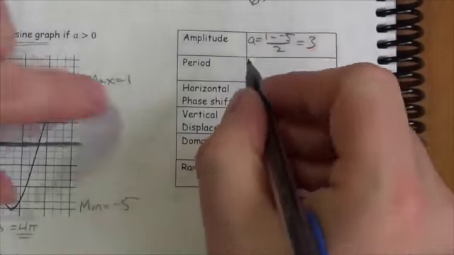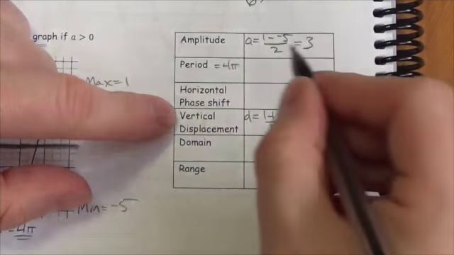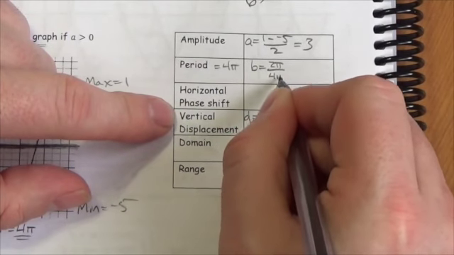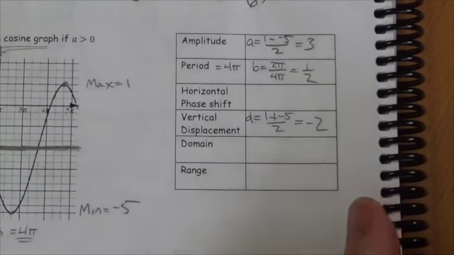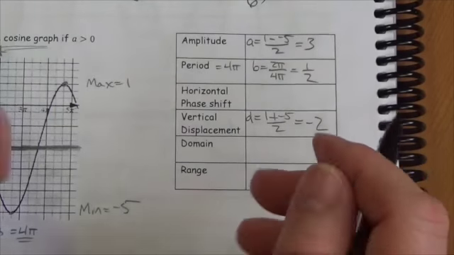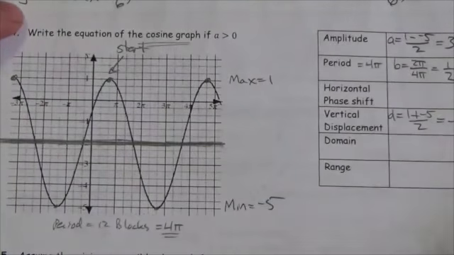Now, my period is 4 pi, but really what I'm interested in is finding the b value. B will be 2 pi divided by the period 4 pi. Oh, so my b value is a half. And that makes perfect sense because when I see a b value of a half, I know that there's been a horizontal stretch by a factor of 2. It's got twice as big, and in this case I'm seeing that.